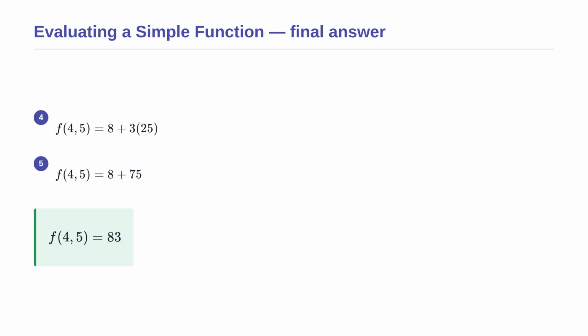Continuing with our calculation, we must follow the correct order of operations. We square the 5 first to get 25 and multiply 2 by 4 to get 8. Next, multiplying 3 by 25 gives us 75. Finally, we add 8 and 75 together. The final answer is 83. If this function represented the cost of buying 4 apples and 5 boxes of strawberries, the total cost would be exactly $83. We have successfully evaluated our first function.